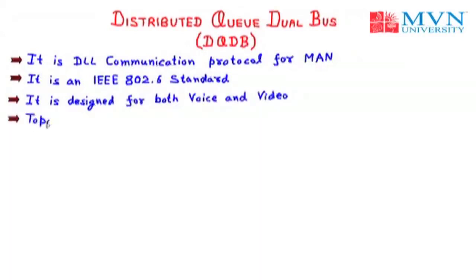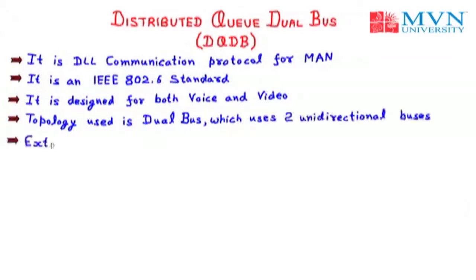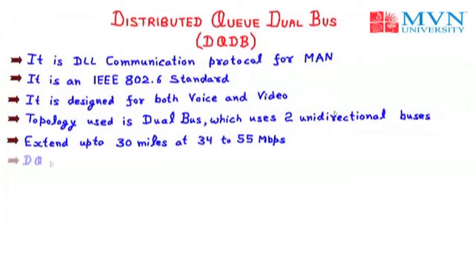In the DQDB we use the topology that is dual bus, and dual bus contains two unidirectional logical buses. Well, the DQDB can extend up to 30 miles at 34 to 55 Mbps. Mbps stands for megabits per second. It is also an important thing that DQDB is independent of the physical size of the network.